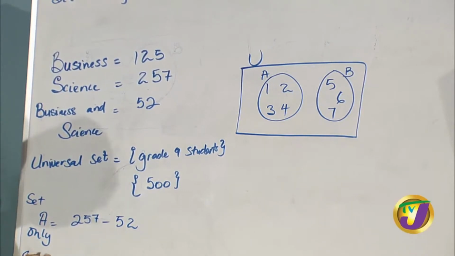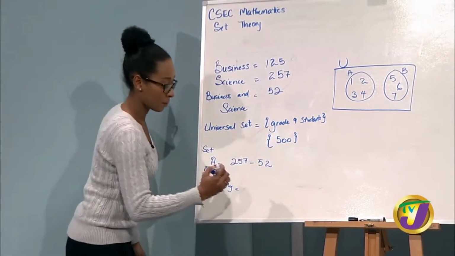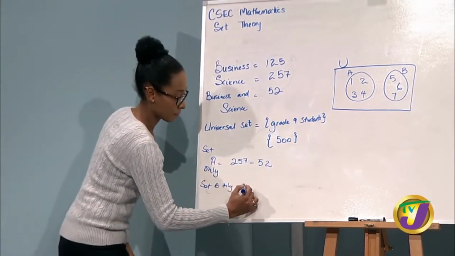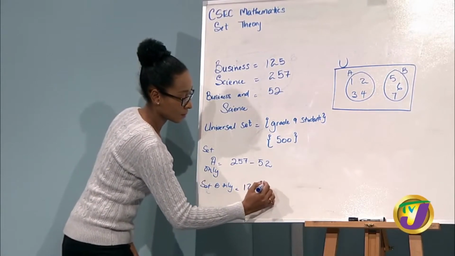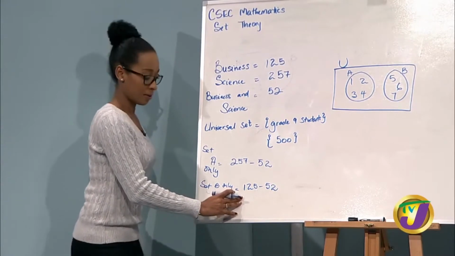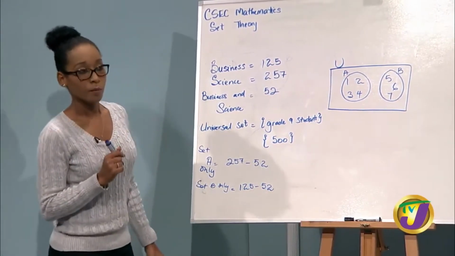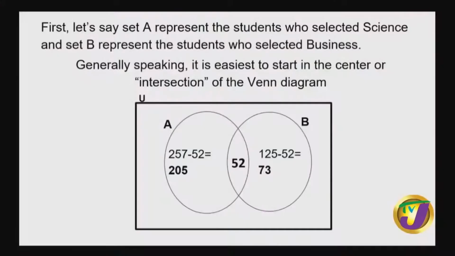So let's look at the set of business only. Well, we already accounted for the 52 students who did both science and business. So I'm going to subtract 52 from 125, which gives me 73. 73 for my B only. But is that it? That's what I'm wondering.